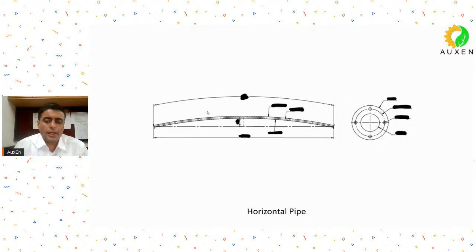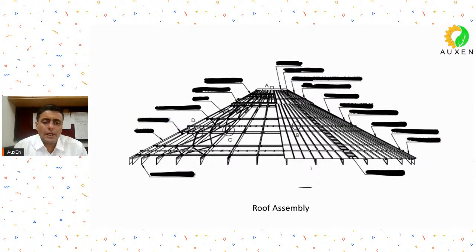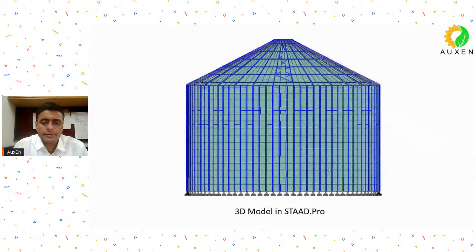Then these are horizontal pipes. I had told you that you may have to provide horizontal pipes just to provide some lateral stability against wind. And this is your roof assembly. You can see rafters. These are the main rafters. This will be your compression ring, and these will be your purlins. And on top of purlins, you will have your sheet. So this is what a typical roof assembly looks like.